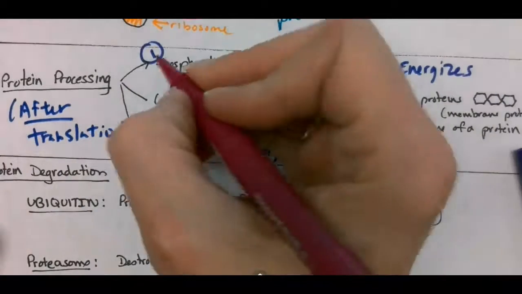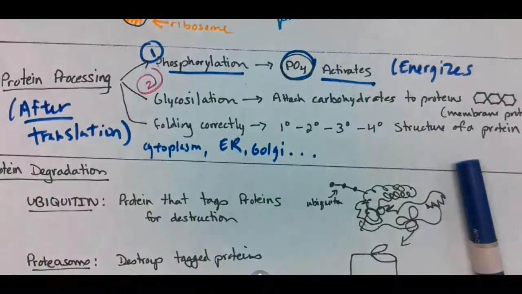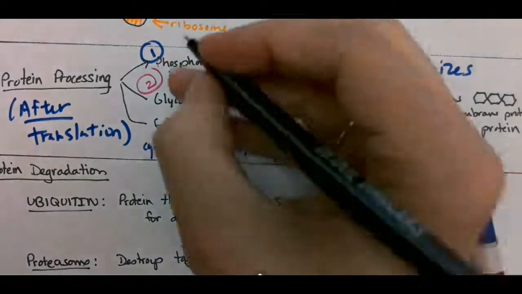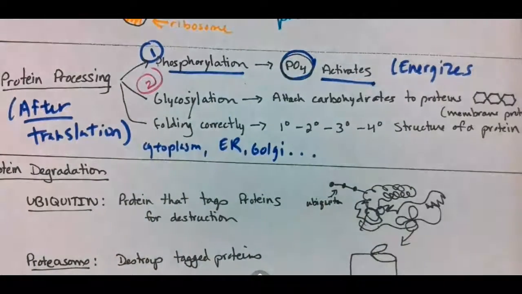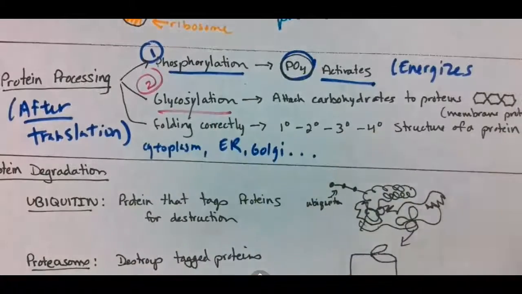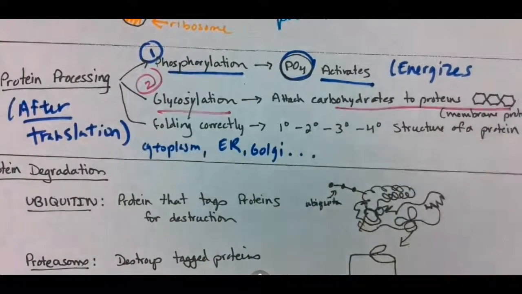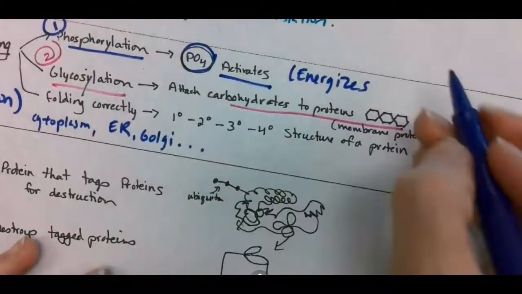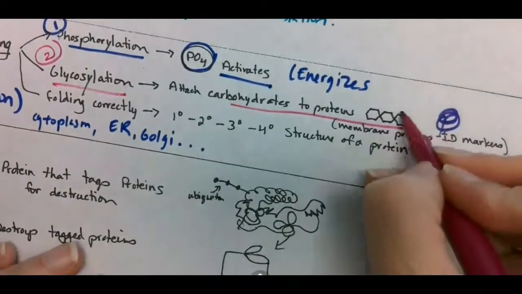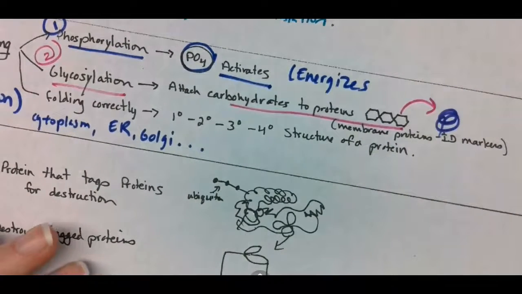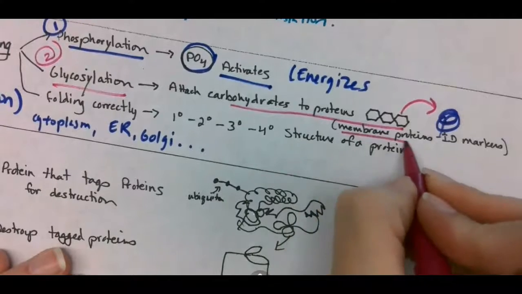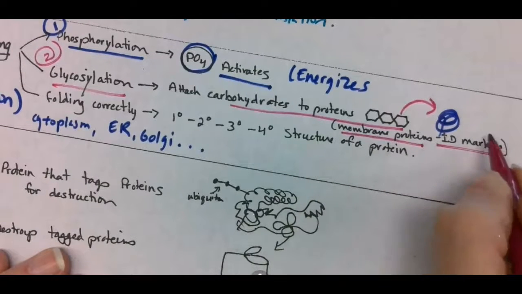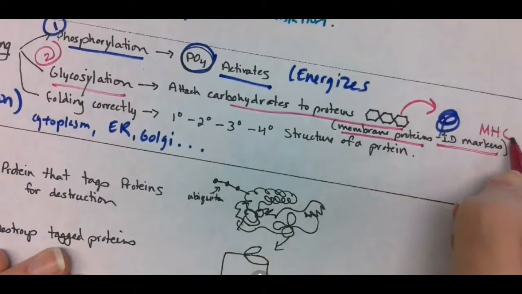A second thing that can happen to proteins after they're made is glycosylation. We can attach carbohydrates to proteins, right? We talked about this before. If this is our protein, we can add this carbohydrate group to it to make a glycoprotein. This makes membrane proteins, like the MHC proteins we talked about in the immune system, self or non-self proteins.